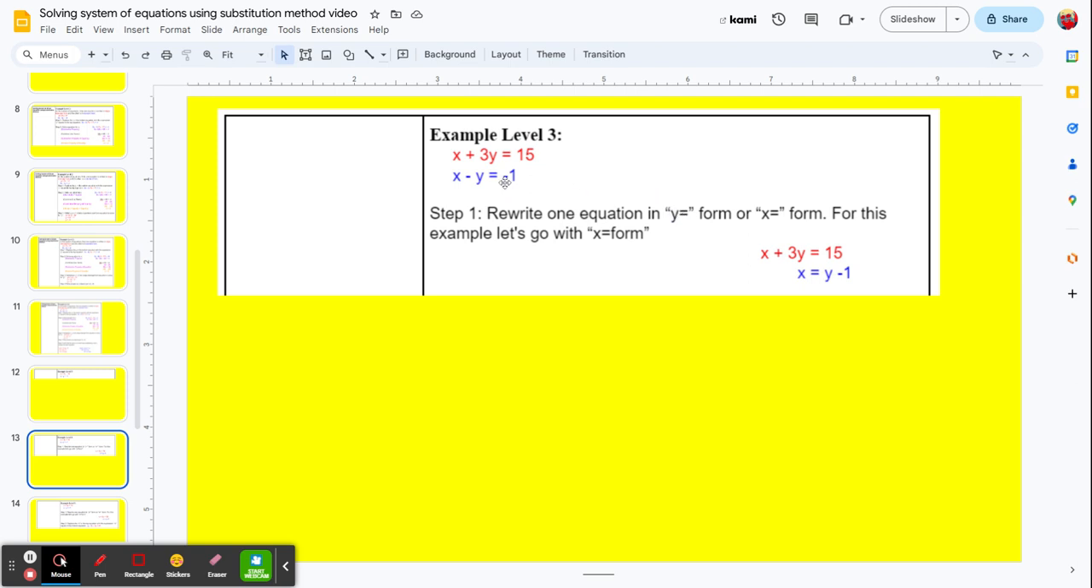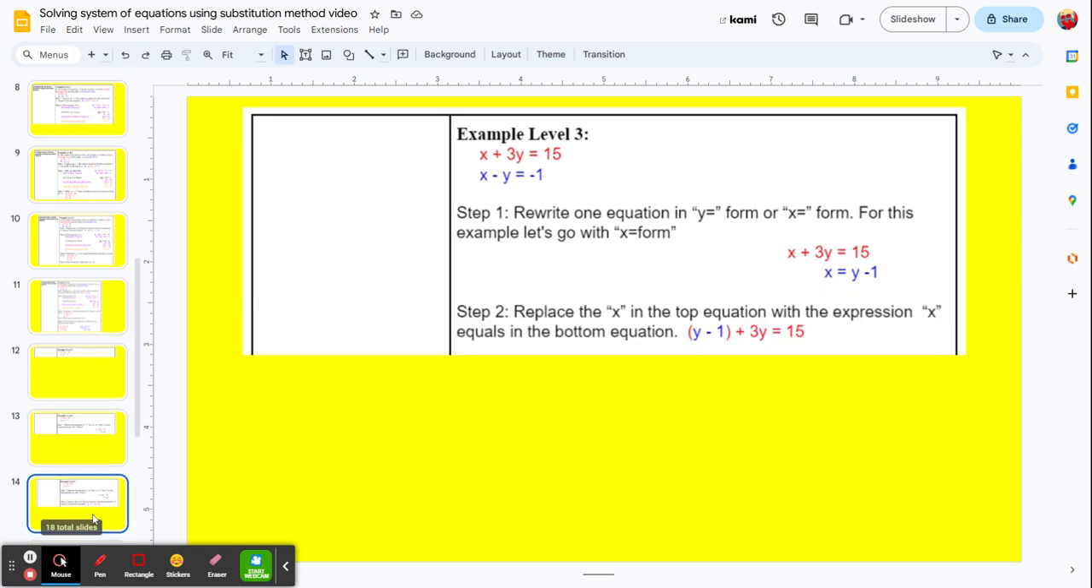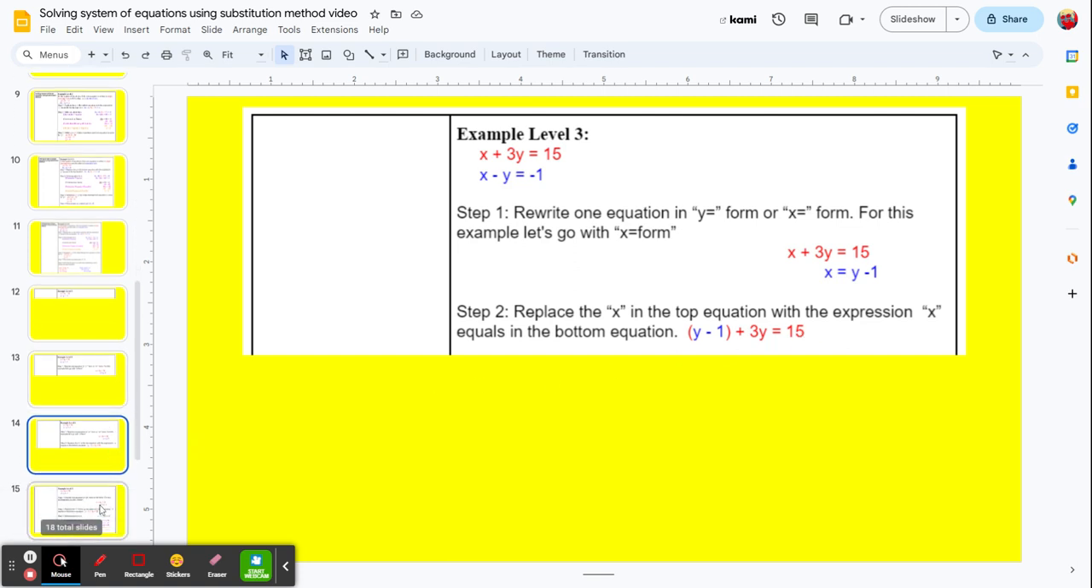I'm going to solve for x, and I decided to use the blue equation. So I added y to both sides on the blue equation, and now I have my systems here. x plus 3y equals 15, and x equals y minus 1. So now I'm going to take that expression, y minus 1, from the blue equation. I'm going to replace the red x with the y minus 1. That's my substitution I'm going to do. So we have the y minus 1 now, plus 3y equals 15. Okay? Now I'm going to go ahead and solve for y.